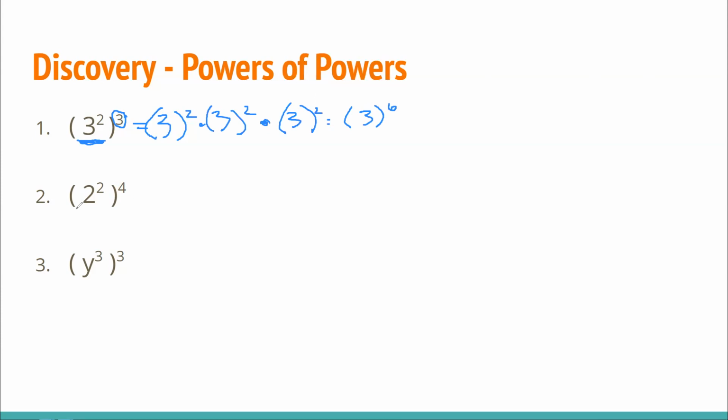Problem number 2, same thing. Everything inside of the parentheses is our base, and that is our exponent. So I've got 2 to the 2nd times 2 to the 2nd, and we're doing this out 4 different times. And then from there, we can add our exponents because we just learned that we needed to do that. So 2 plus 2 is 4, 4 plus 2 is 6, 6 plus 2 is going to be 8. So our answer is going to be 2 to the 8th power.